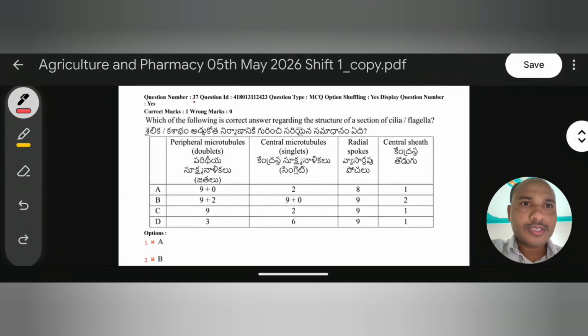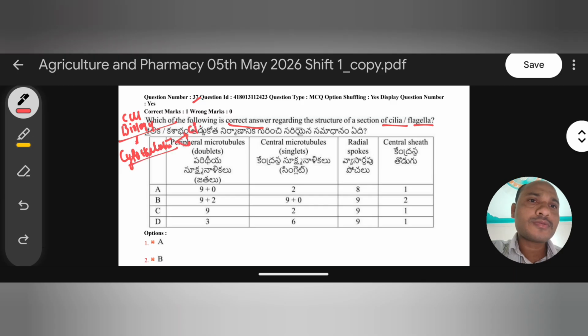Okay, next one, 37. Which of the following is the correct answer regarding the structure of cilia and flagella? Here these questions came from cell biology, from the cytoskeleton. In the cytoskeleton, they asked about two important structures called cilia and flagella. The cilia and flagella are also appendicular structures. They help in attachment and movement.